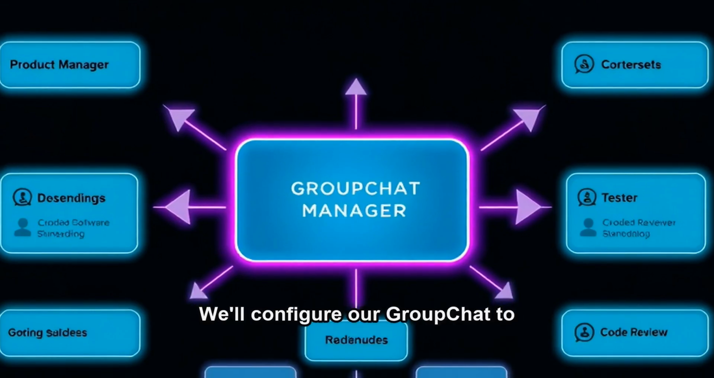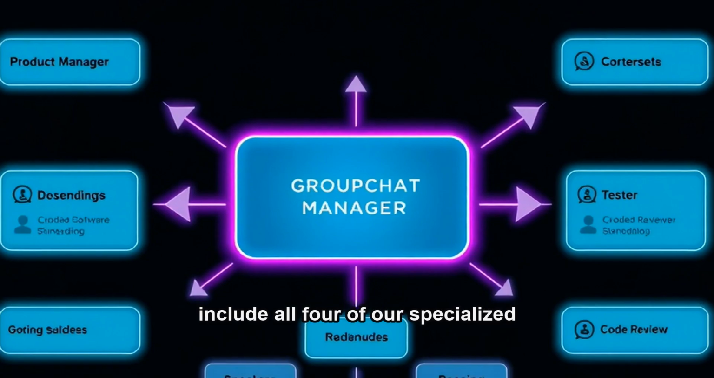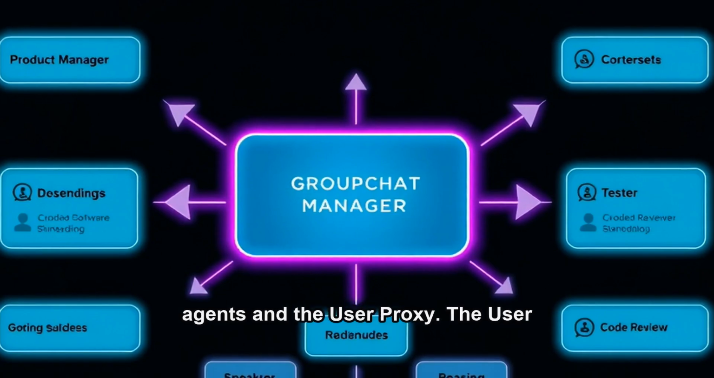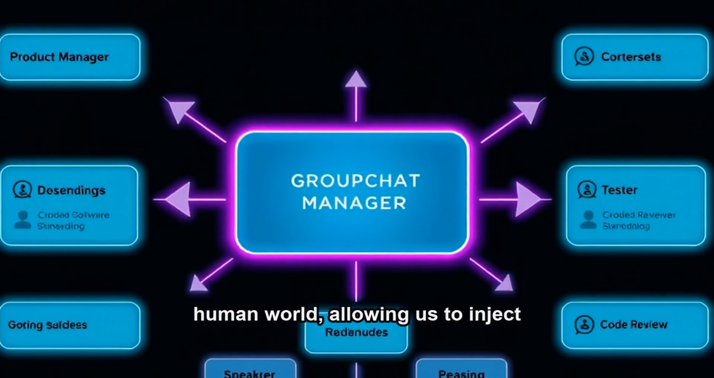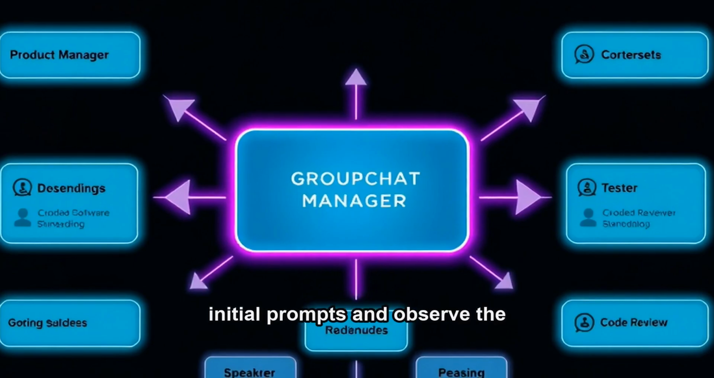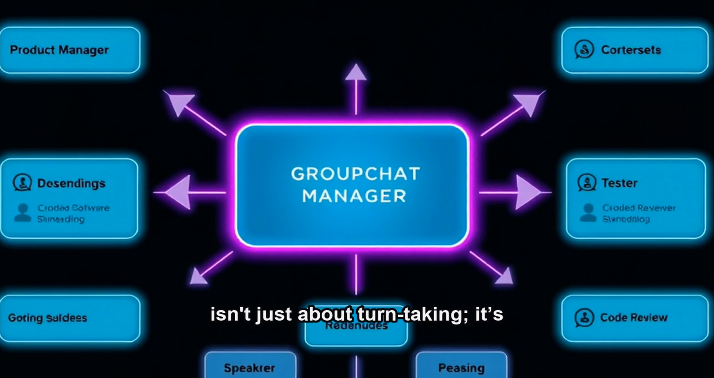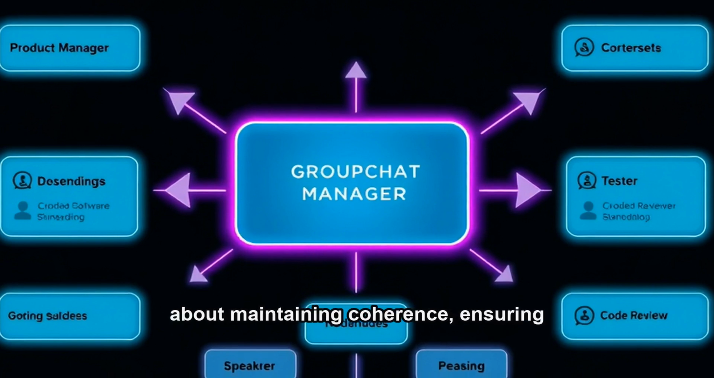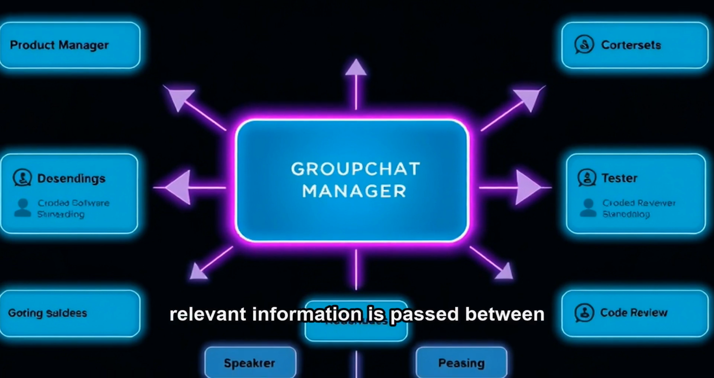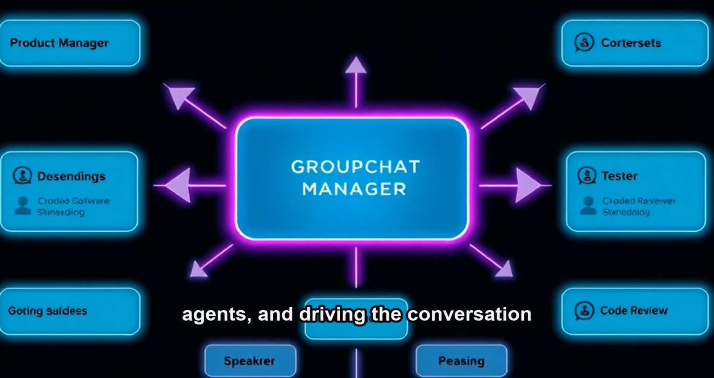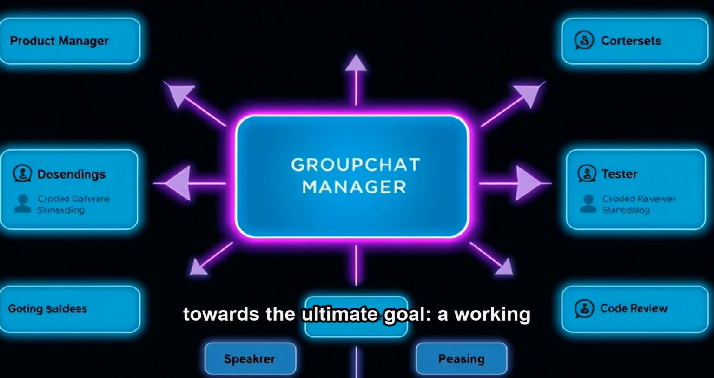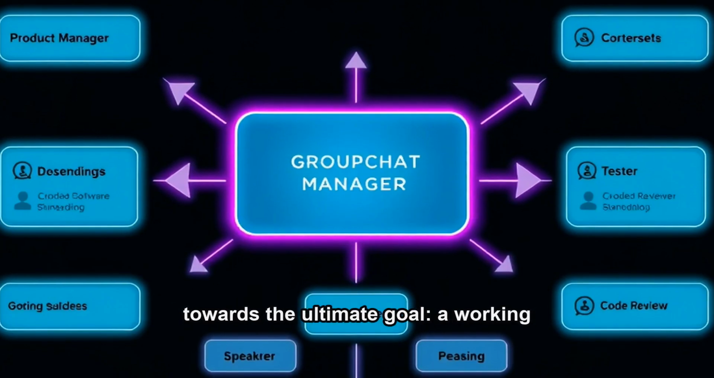We'll configure our group chat to include all 4 of our specialized agents and the user proxy. The user proxy agent is our bridge to the human world, allowing us to inject initial prompts and observe the agents' progress. The manager's role isn't just about turn-taking, it's about maintaining coherence, ensuring relevant information is passed between agents, and driving the conversation towards the ultimate goal, a working Python script.